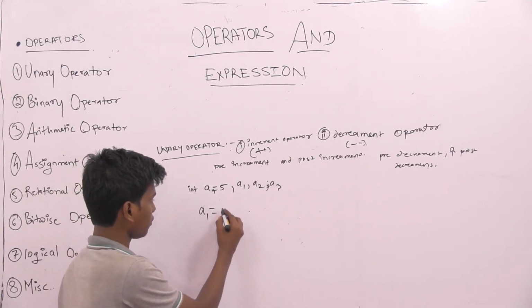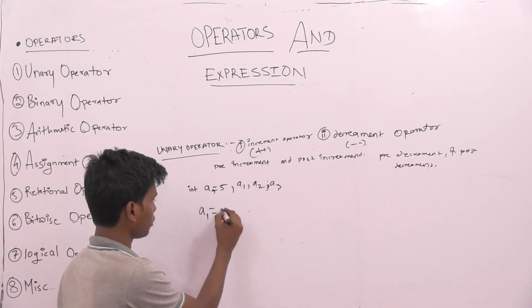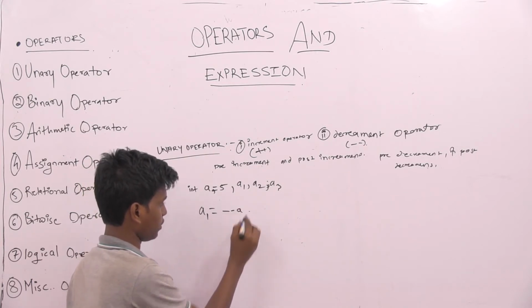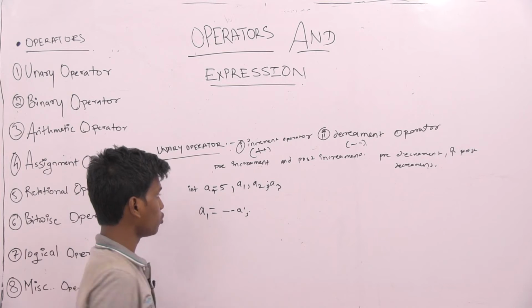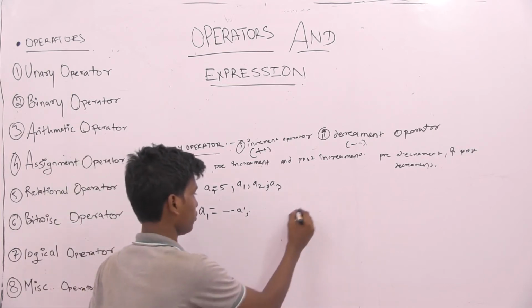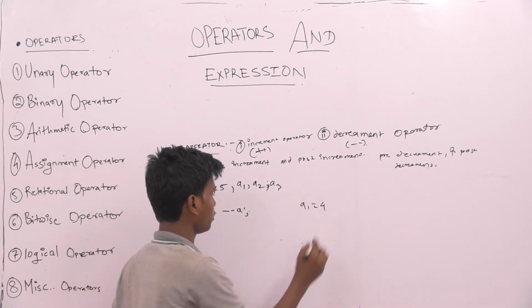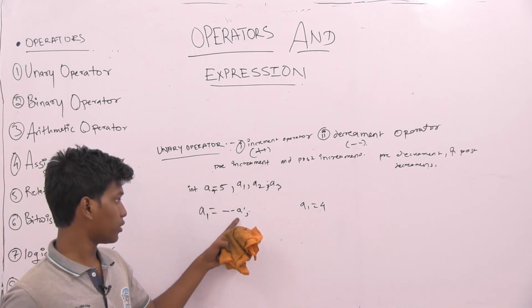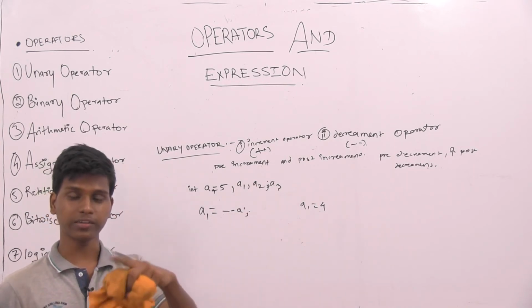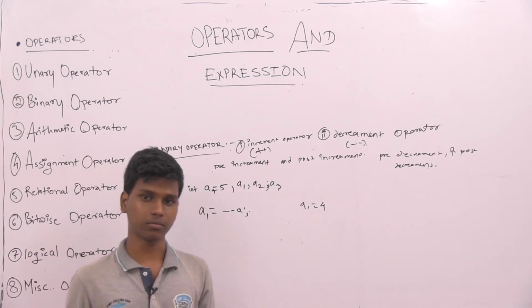If we use the pre-decrement operator for variable a1, --a, then its value will be 4, a1 equals 4. As the pre-decrement operator is used, the pre-decrement operator decreases the value of a variable by 1.